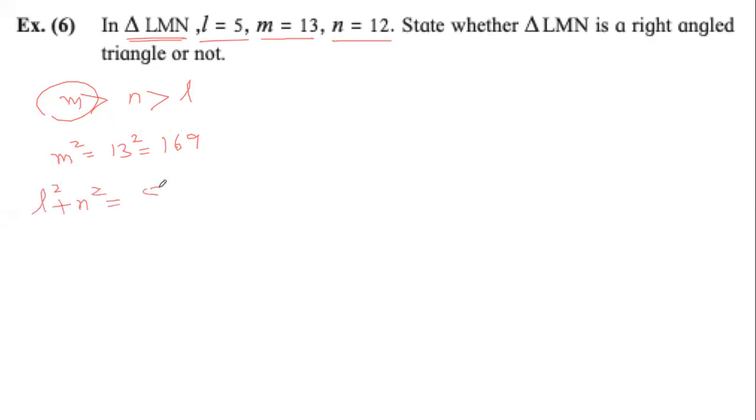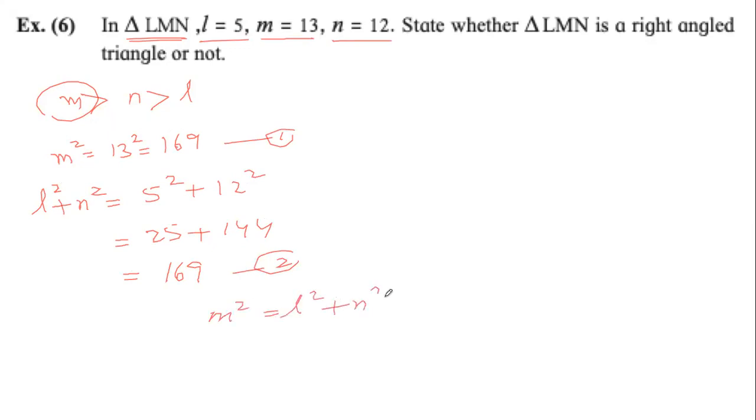Now L square will be 5 square, N square will be 12 square. 5 square is 25, 12 square is 144. When we add 25 and 144, we get 169. Now we can say from 1 and 2 that M square equals L square plus N square. So yes, using the converse of Pythagoras theorem, we can say that this triangle is a right angle triangle.